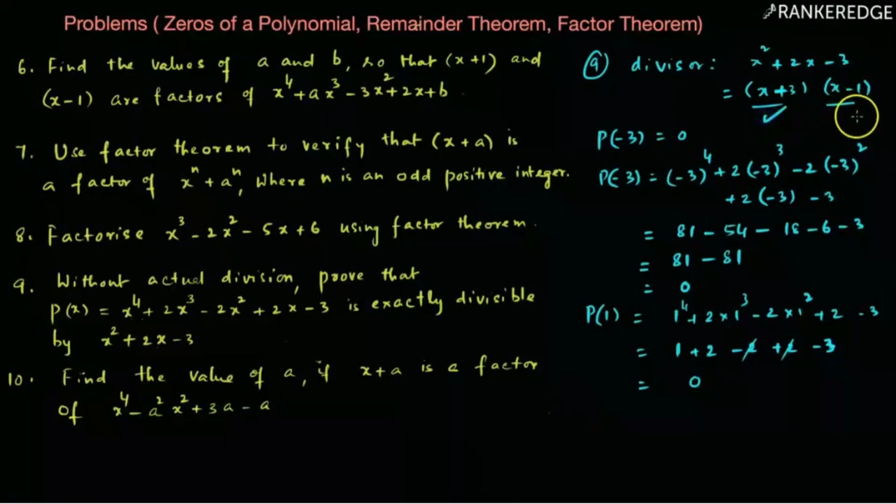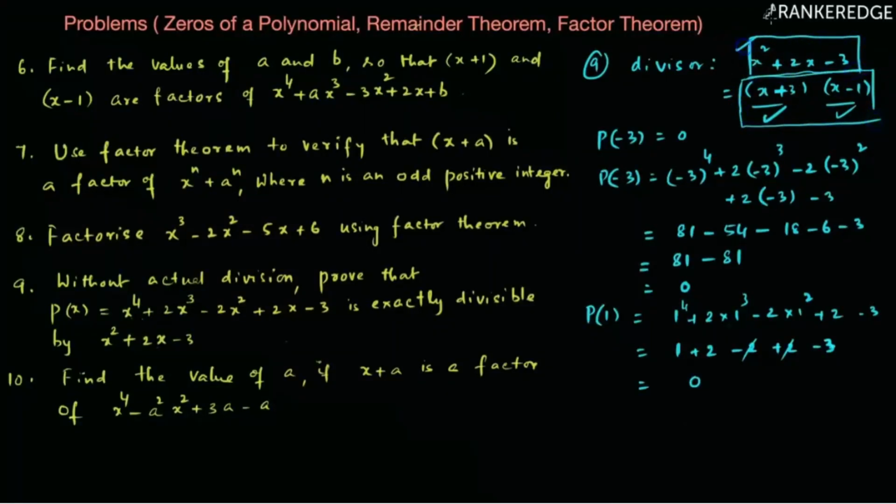So this is a factor of the given polynomial. This is also a factor of the given polynomial. But the product of these two factors is this. Therefore, I can say that this is also a factor of the given polynomial. Therefore, x square plus 2x minus 3 is a factor of p of x. A 10th one.